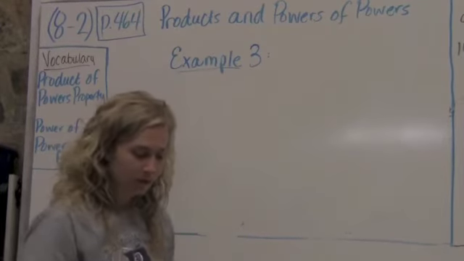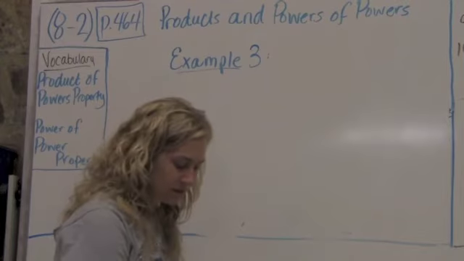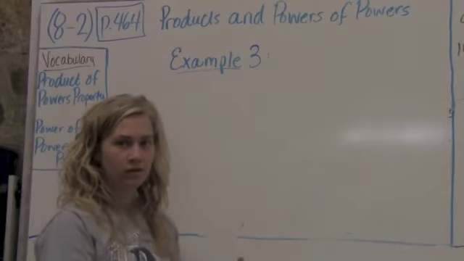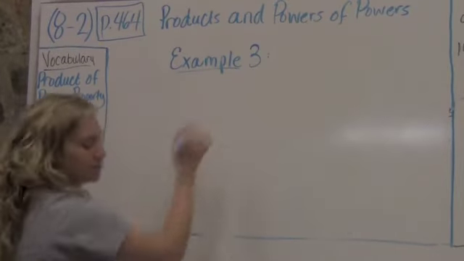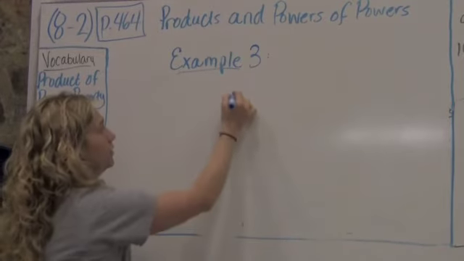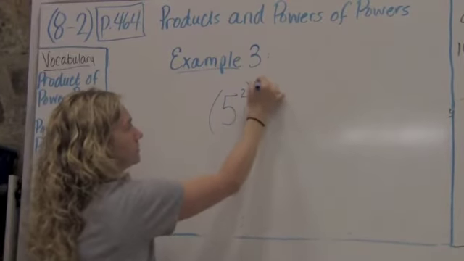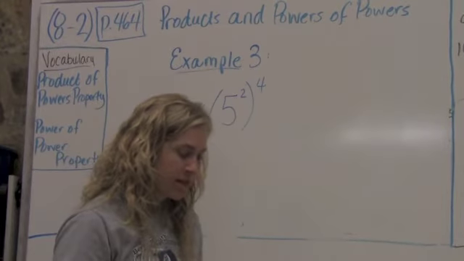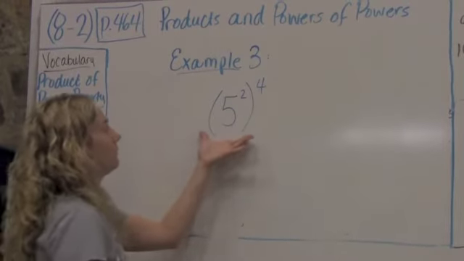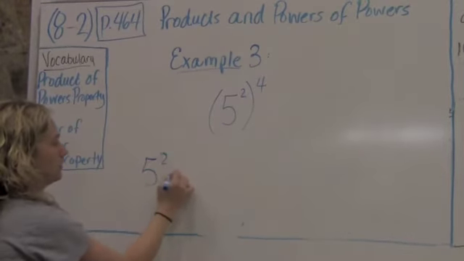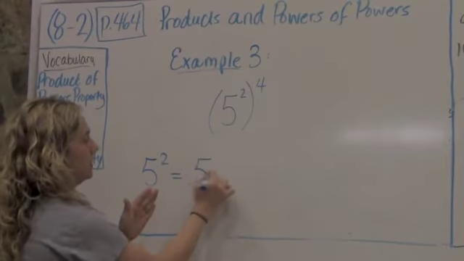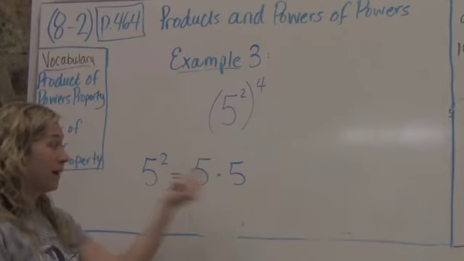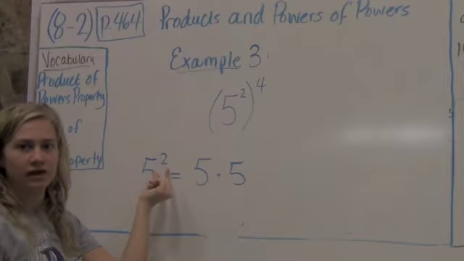Okay, example 3. Still on the same page, 466. In this one, we are going to raise a power to another exponent. In this case, they want you to do 5 squared raised to the power of 4. So, 5 squared, as you know, is the same as 5 times 5. So you literally just take your base and you multiply it by itself the number of times that the exponent indicates.